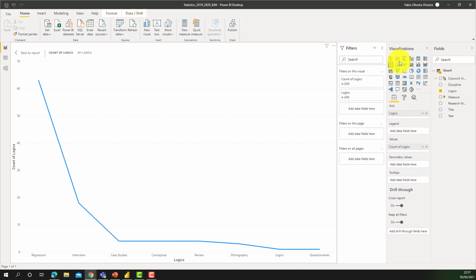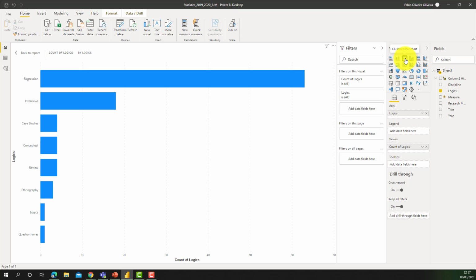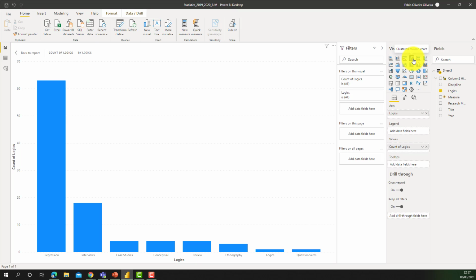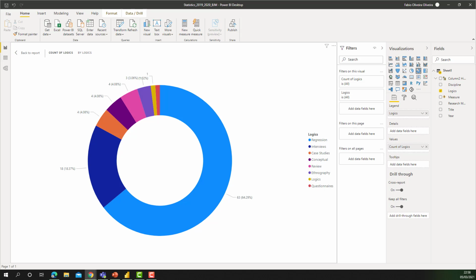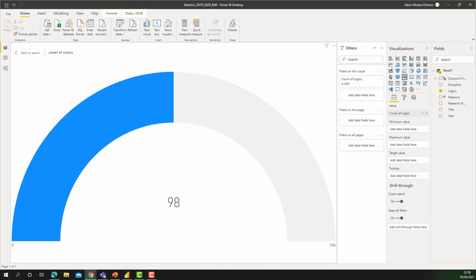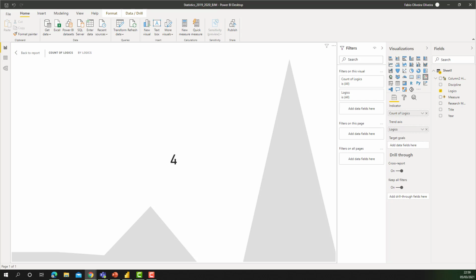Bar and column charts. Bar charts are the standard for looking at a specific value across different categories. Donut charts. Donut charts are similar to pie charts. They show the relationship of parts to a whole. Gauge charts. Displays current status in the context of a goal. KPIs. Displays progress toward a measurable goal.